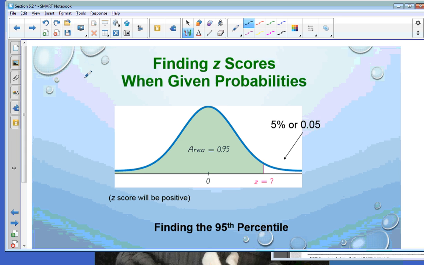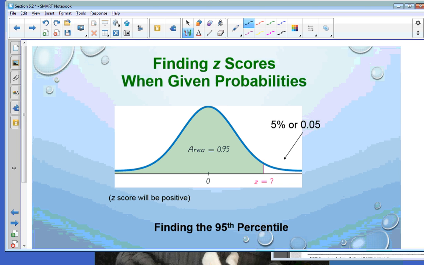So here we have an example of finding the area that's under the curve. Here it is. It's telling us it's 0.95. And it's the same thing as finding the 95th percentile, because 95th percentile would mean that 95% of the people were at that level. So what's left over if I have a 95th percentile? Well, there's only 5% or 0.05. So I've got to find that z-score.